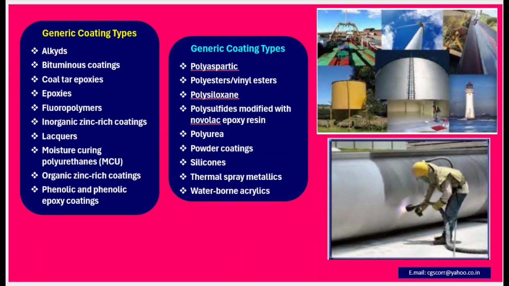Generic coating types. They are alkyds, bituminous coatings, coal tar epoxies, fluoropolymers, inorganic zinc-rich coatings, lacquers, moisture curing polyurethane, shortly called MCU, organic zinc-rich coatings, phenolic and phenolic epoxy coatings, polyaspartic, polyesters and vinyl esters, polysiloxane, polysulfides modified with phenolic epoxy resin, polyurea, powder coatings, silicones, thermal spray metallics, waterborne acrylics, etc.